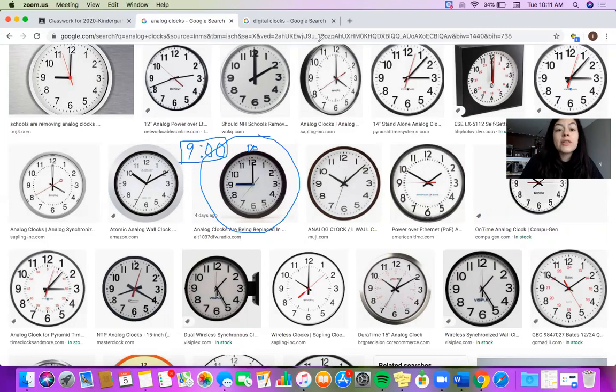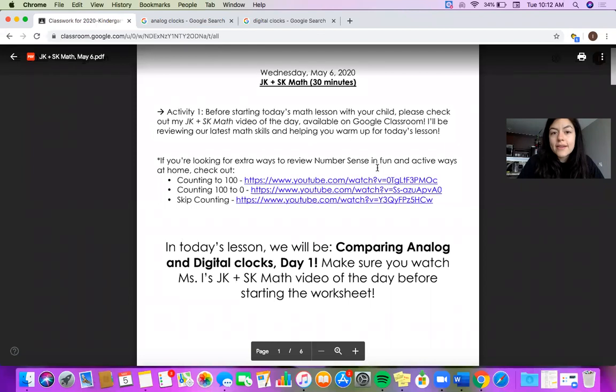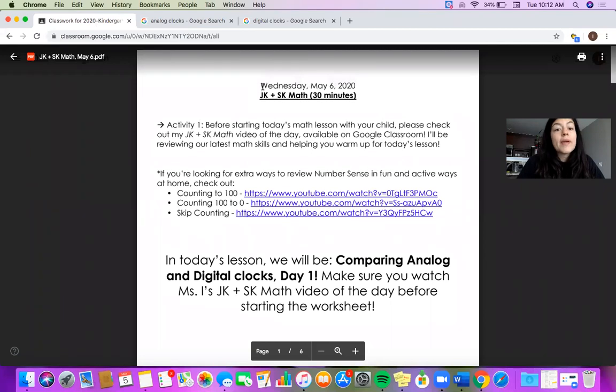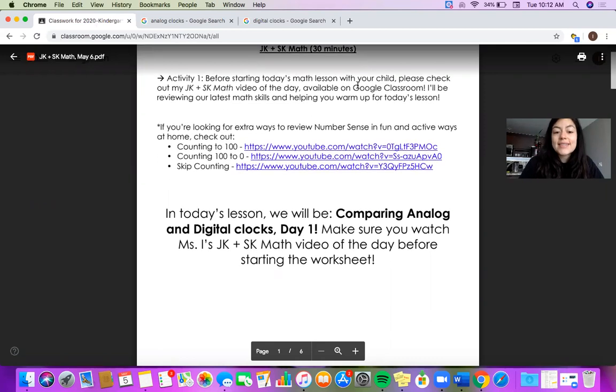And that's what we're going to be looking at today in our lesson, figuring out how we can write out the time digitally from an analog clock and how we can express digital time on an analog clock. Okay, let's go check out our lesson of the day. Today we are Wednesday, May 6th, 2020, and it says today we'll be comparing analog and digital clocks. This is day 1 of that.